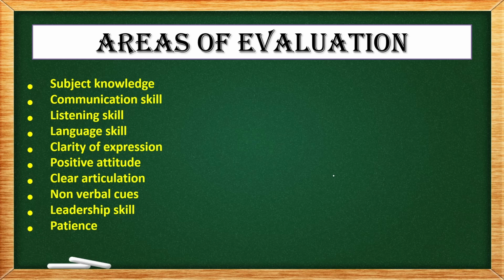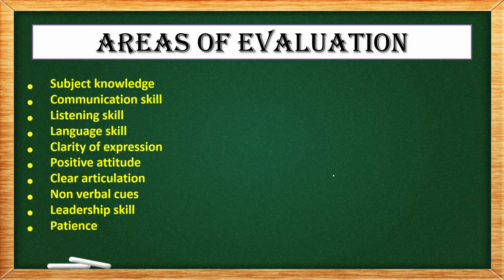Next one is clear articulation. Pronounce the words properly. They must be pronounced properly, articulated properly, so that the receiver will be able to understand what you are speaking, what you are conveying to them. Mispronunciation can create misunderstanding, because the receiver will not be able to understand what you are speaking or conveying to them.